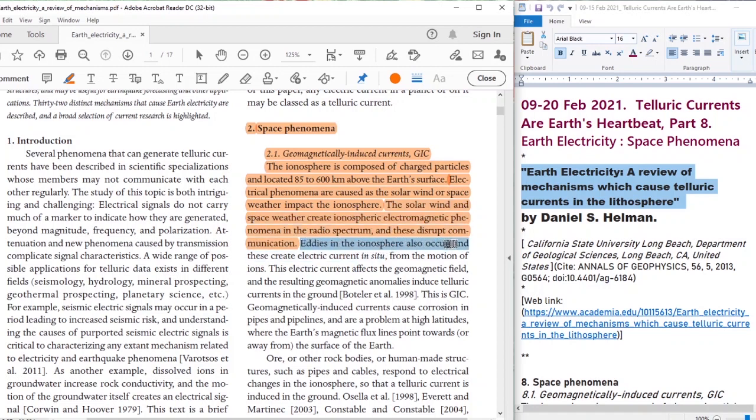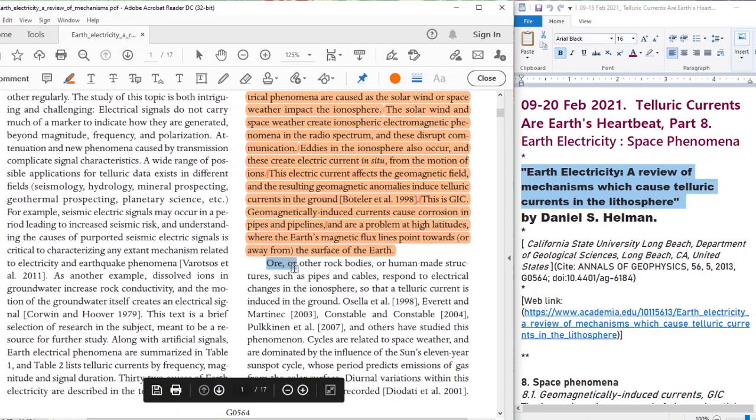Eddies in the ionosphere also occur, and these create electric currents in situ, that means in place, from the motion of ions. This electric current affects the geomagnetic field, and the resulting geomagnetic anomalies induce telluric currents in the ground. This is GIC. Geomagnetically induced currents can cause corrosion in pipes and pipelines and are a problem at high latitudes where the Earth's magnetic flux lines point towards or away from the surface of the Earth. Rock bodies or human-made structures such as pipes and cables respond to electrical charges in the ionosphere so that a telluric current is induced in the ground.